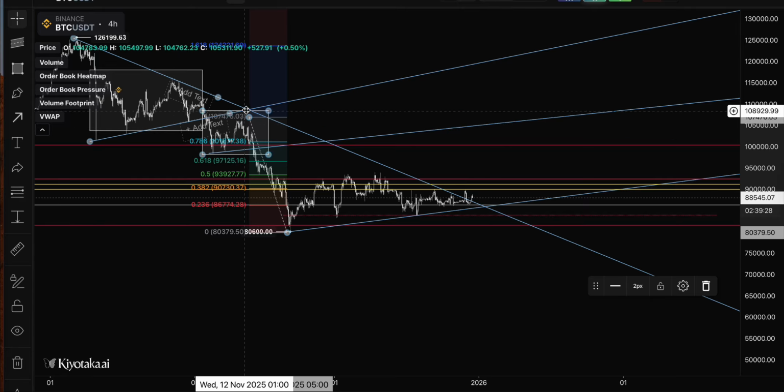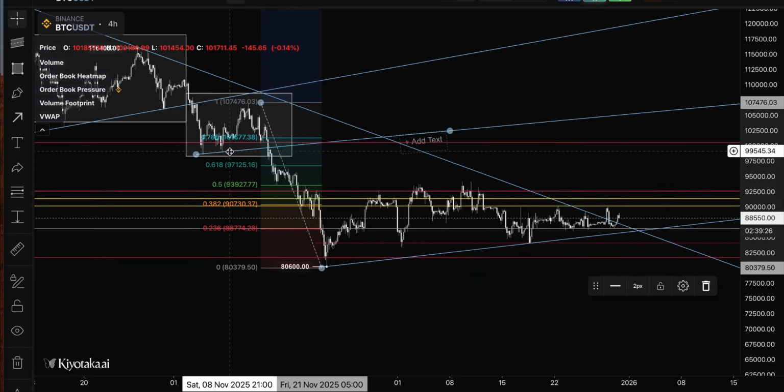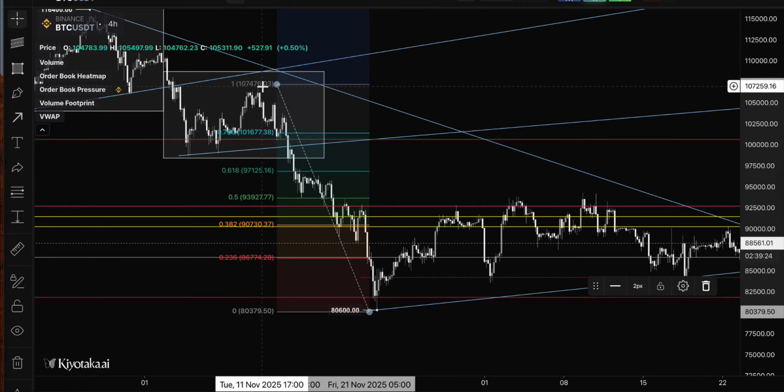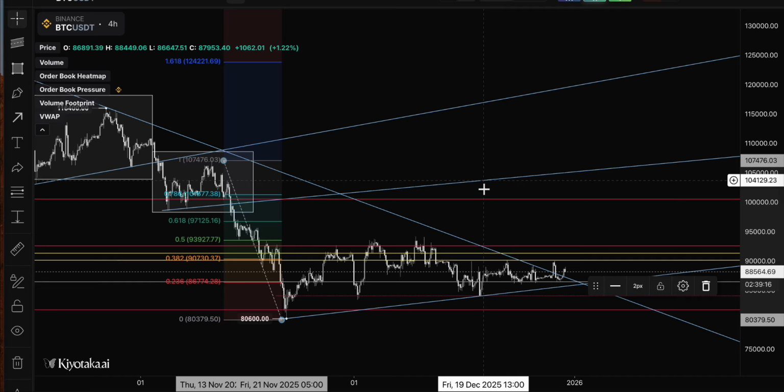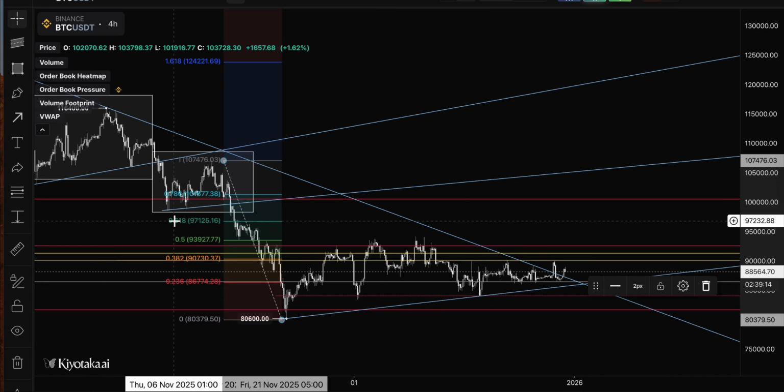And I take the last high. I will consider these for a retracement. There's many ways to draw a fib. This is what I would do for a daily. So we haven't tapped the golden ratio, 0.618.